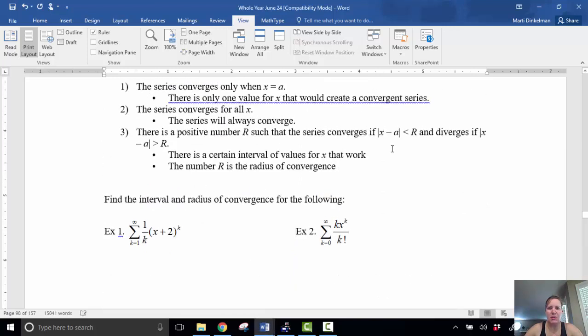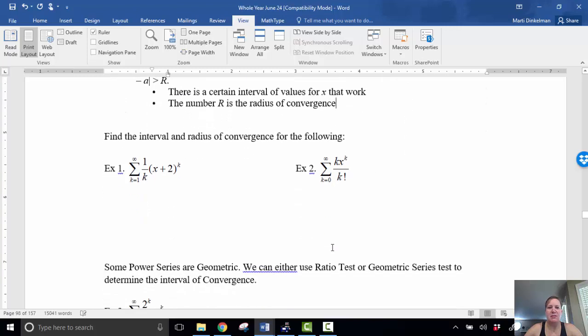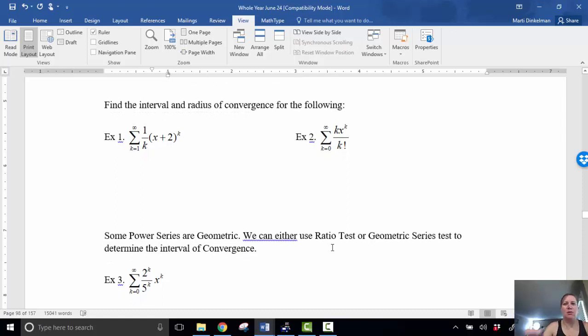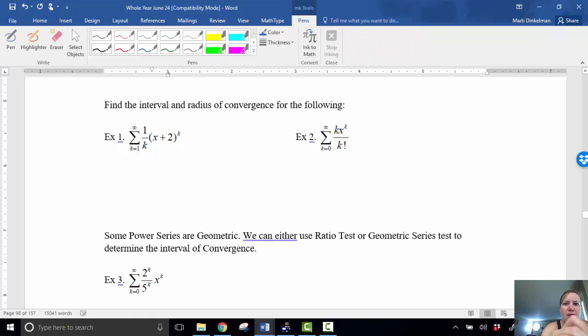That's going to be the easiest way. So notice here how we have this interval set up with the absolute values. So that's really going to help us, that ratio test. So I'll do a couple of examples and then you can give it a try as well.